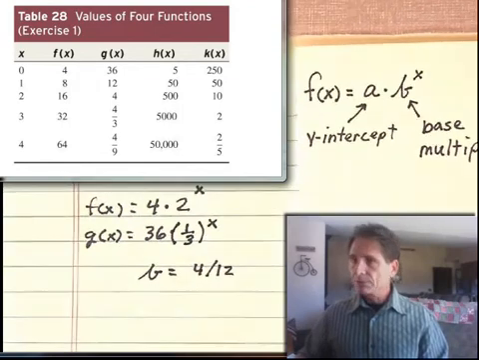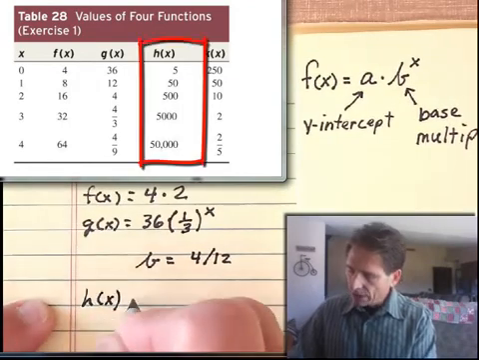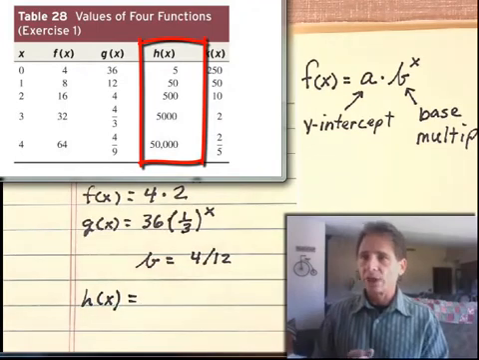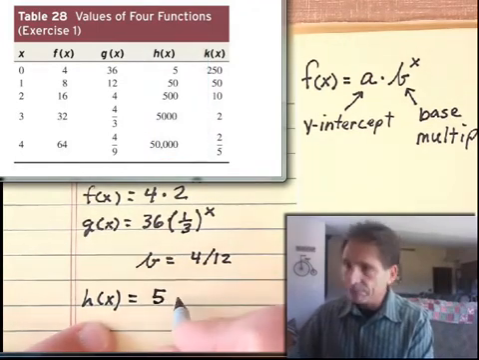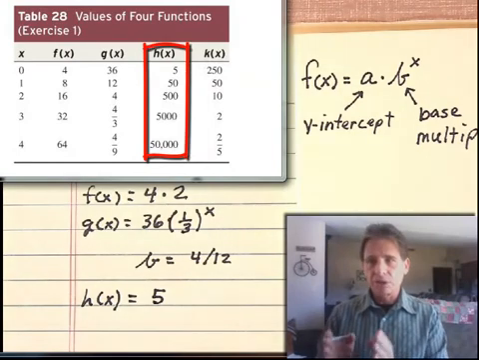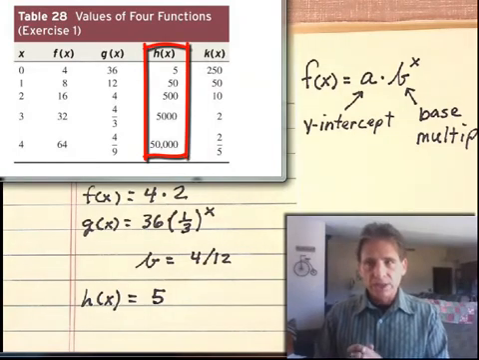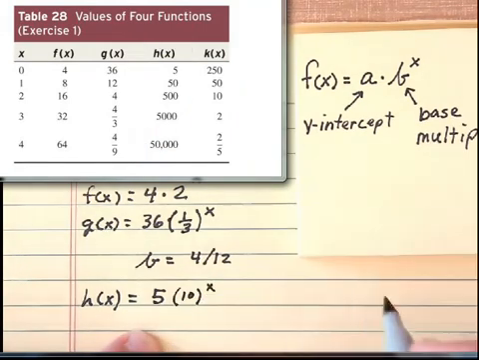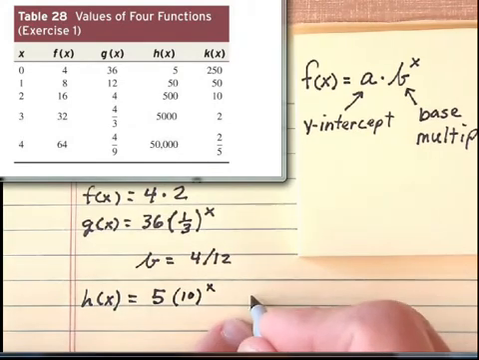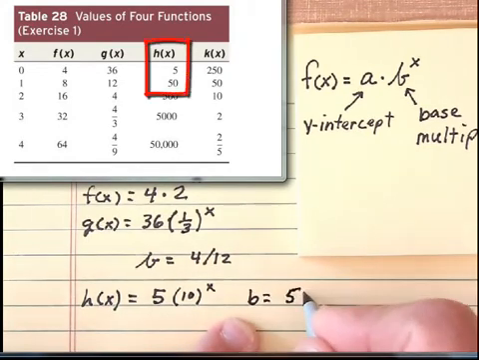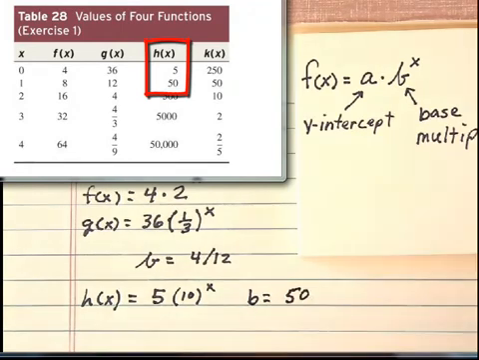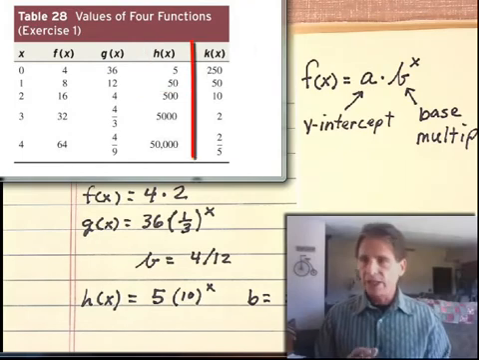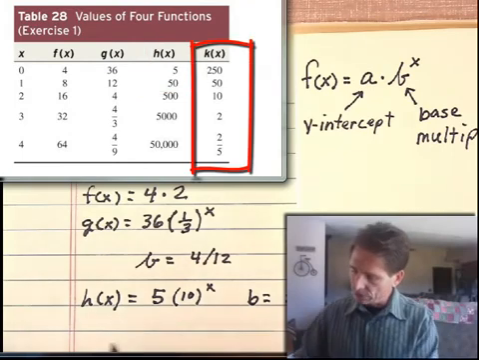H of x, very similar. So on h of x, when x is 0, we have that the y-intercept is 5. Therefore, a is 5. The base multiplier goes from 5 to 50 to 500. So you can just look at it and tell that the base multiplier must be 10. So that would be 10 raised to the x. Notice our method still works. If I took a number like 50 and then divided it by the previous number, which is 5, I get that b equals 10.